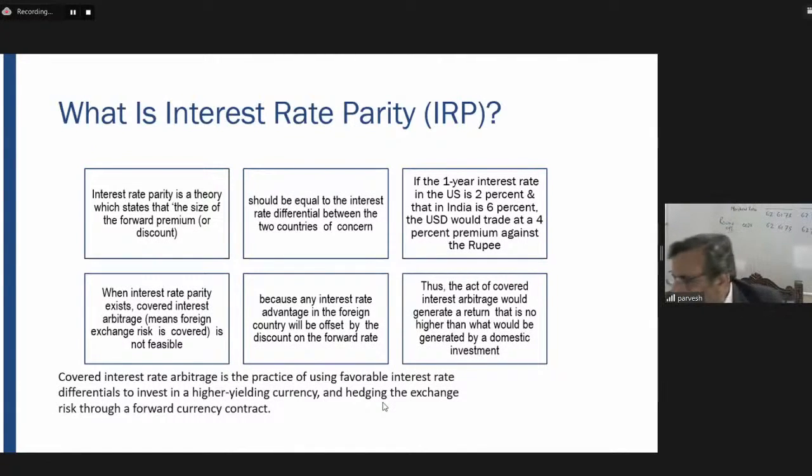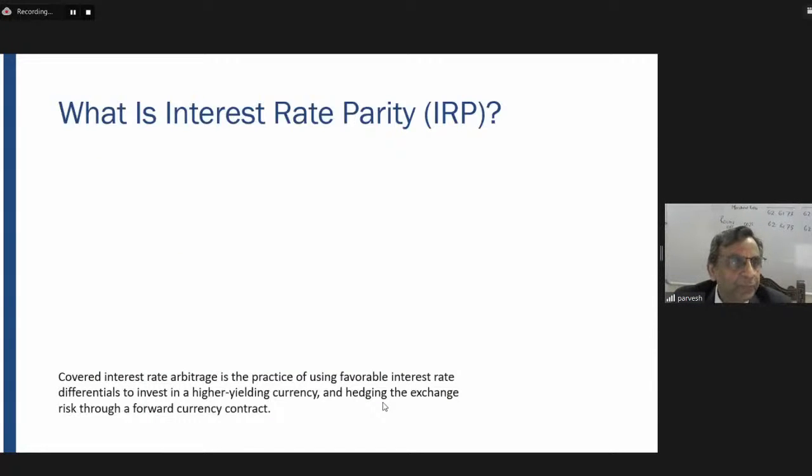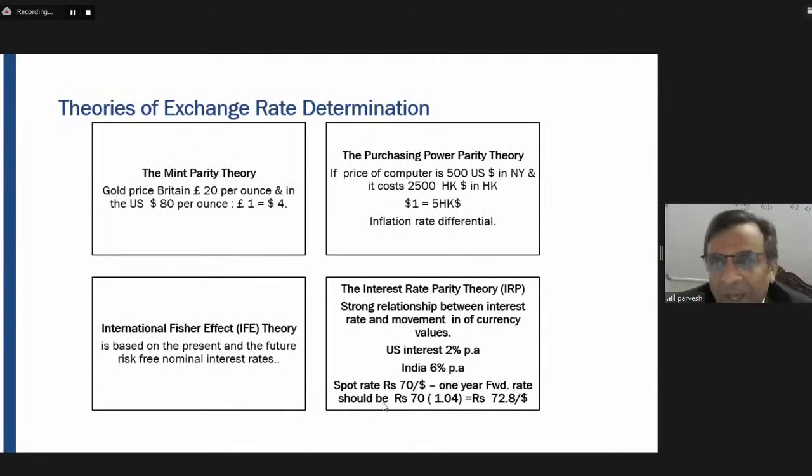But before that, there's a question from Sumijan: what is purchasing power parity? Just to address that, we go back to it. Now, purchasing power parity theory says, if the price of a computer is $500 in New York, suppose you want to buy a computer of a particular brand, and the specifications are the same. If the computer is $500 in America, but the same computer with the same specs is available at 2,500 Hong Kong dollars in Hong Kong, okay, fine.